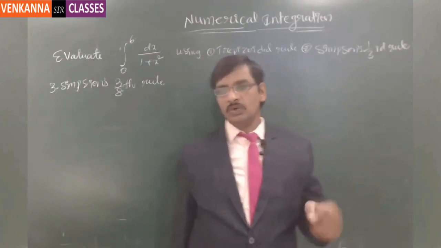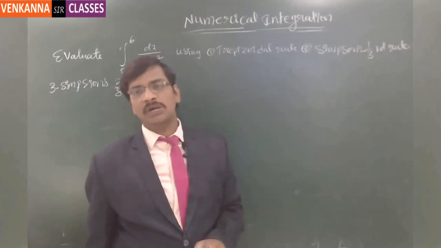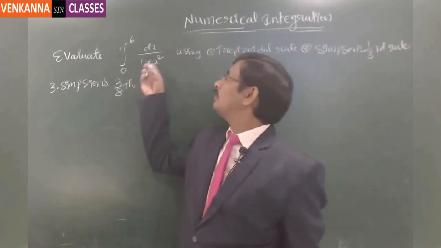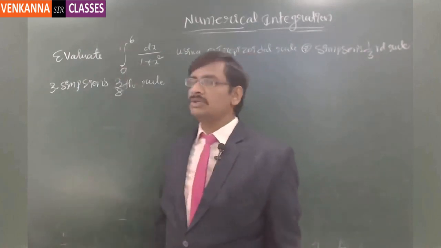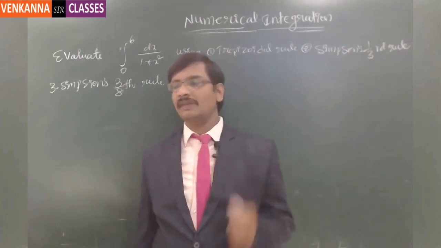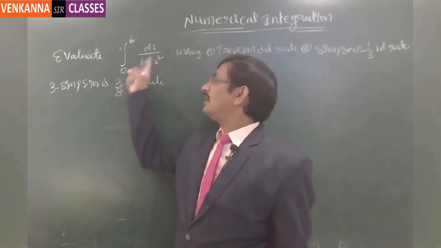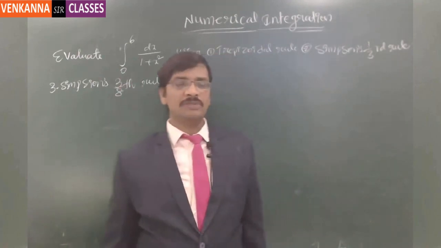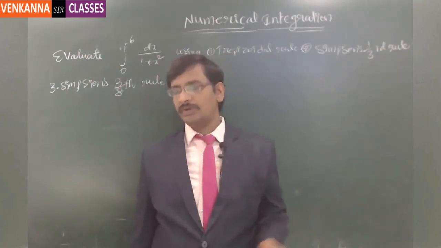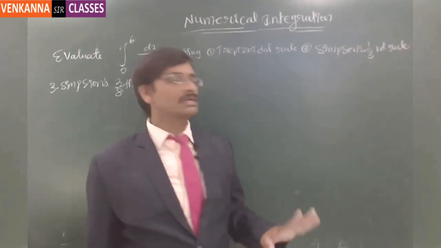In case you want to use Simpson's 1/3 rule, you can still divide this 0 to 6 range into any number of intervals, but it has to be an even number. If you want to use Simpson's 3/8 rule, you can divide into any number of intervals of your own interest, but it has to be a multiple of 3. Got it? So it has to be divisible by 3. That is the requirement.